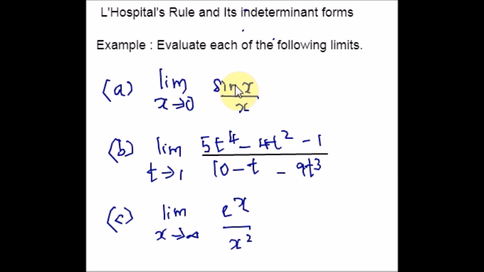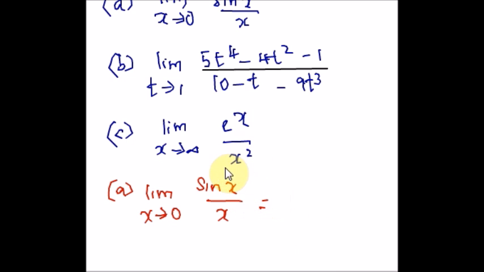Here is the set of examples. We are supposed to evaluate each of the following limits. So we have already established that this is a 0 over 0 indeterminate form. So let's just apply L'Hospital's rule. We are going to use this. You can note down this example as a formula too. So according to the rule, I told you to find the first derivative of the numerator and denominator. So this would become cos x and the denominator would become 1. Am I right? After that, we can apply the limit.